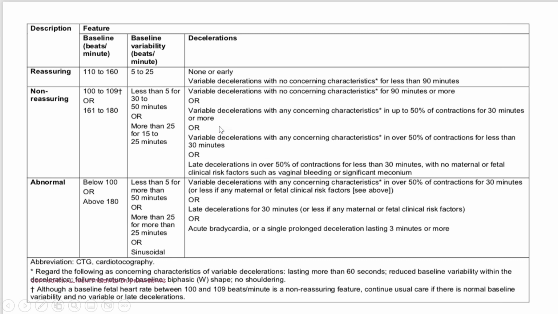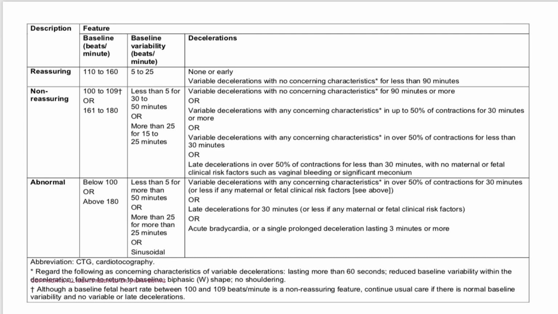But if you see any variable deceleration with concerning characteristic, in that situation, you have to see whether it is associated with up to 50% of the contractions, or more than 50% of the contractions. If it is up to 50% of the contractions for 30 minutes or more, that is non-reassuring. But if it is over 50% of the contractions less than 30 minutes, that is also non-reassuring. But if you see very repeated variable decelerations coming with the concerning characteristic less than 30 minutes, that is non-reassuring. More than 30 minutes, that is obviously abnormal.